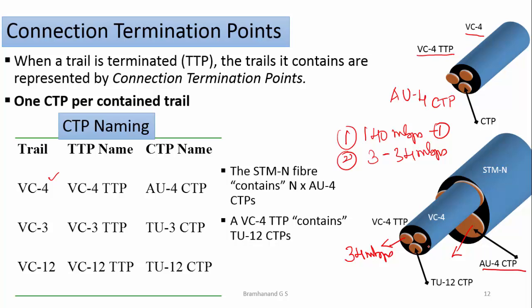Suppose the mapping is TU12, then I will have TU12 as CTP, wherein once I get it terminated, I will have 21 TU12 CTPs here.